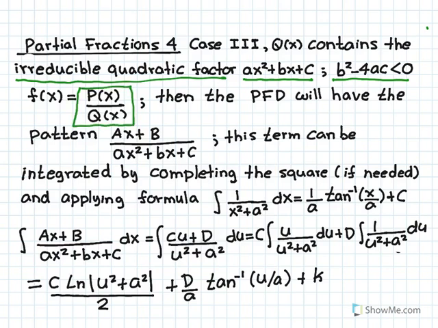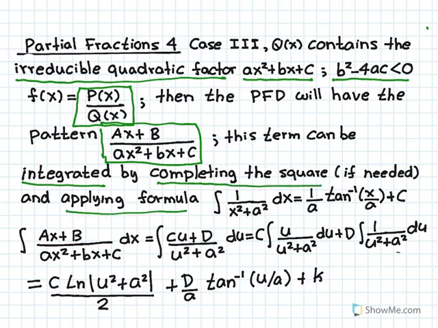And this fraction, this rational function, shares no common factors between the numerator and denominator, and the degree of the numerator is less than the degree of the denominator. Then the partial fraction decomposition will have the pattern ax plus b divided by ax squared plus bx plus c. This term can be integrated by completing the square if necessary and applying the formula: integral of 1 over x squared plus a squared dx is equal to 1 over a tan inverse of x over a plus c.